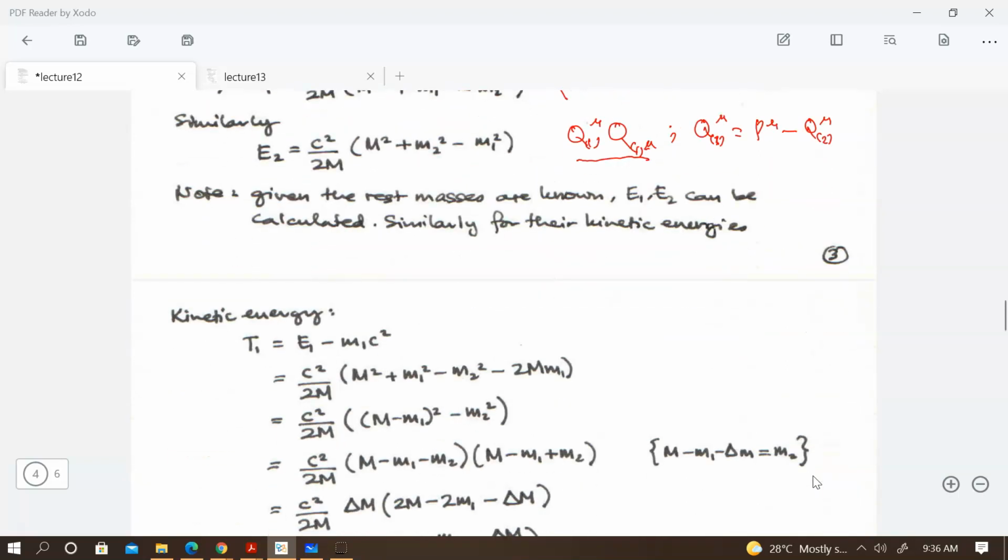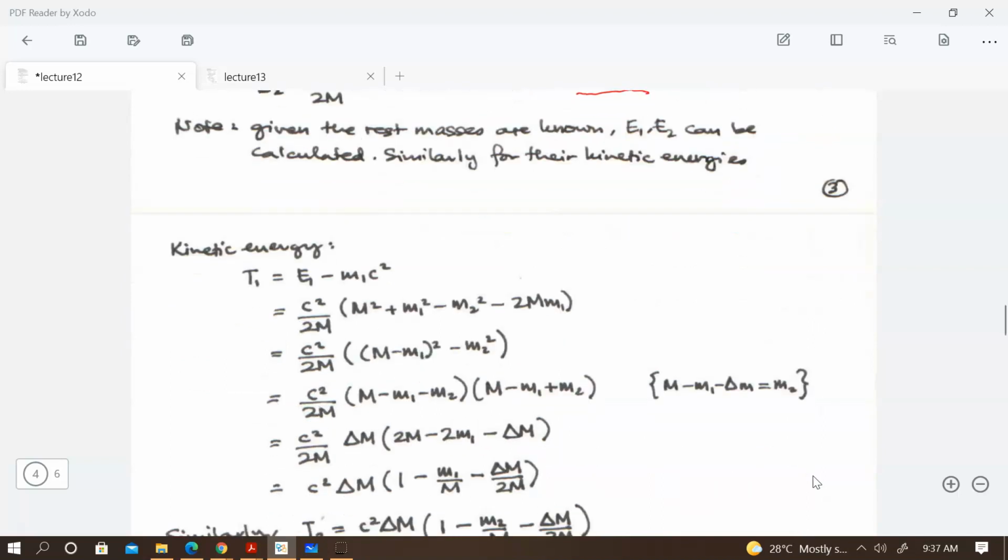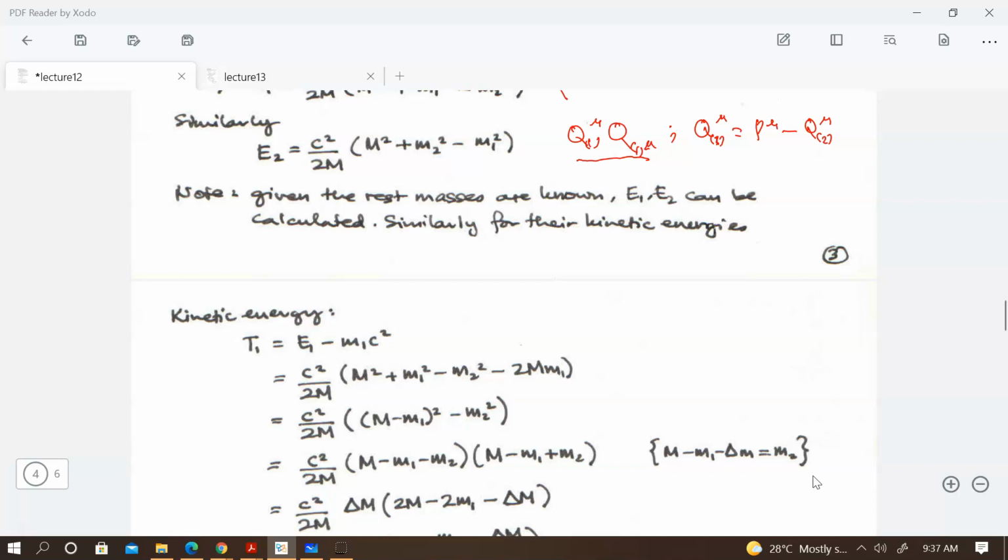There is a problem with this particular example though, so let's look at that. So now let's suppose we calculate the kinetic energy. The relativistic kinetic energy is given by your relativistic energy minus the rest mass energy. So let's do it for the first particle, for example. So you have T1 equals E1 minus M1 C squared. And then you essentially put in your earlier expression for E1.